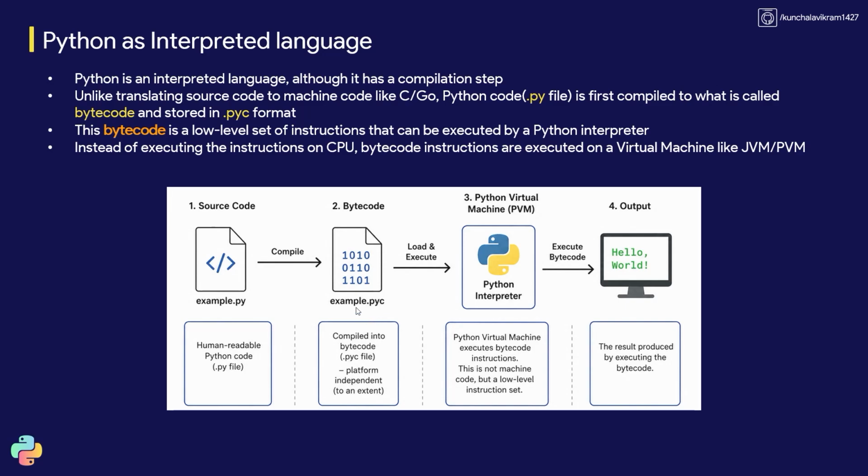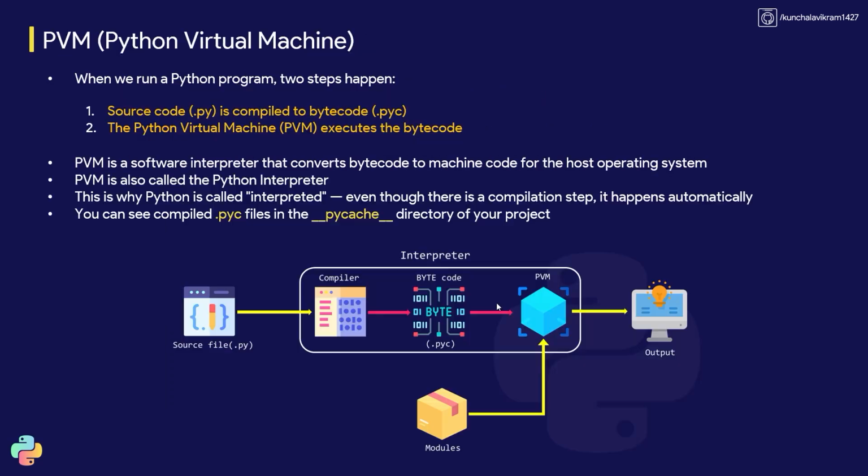The bytecode is a low-level set of instructions, but it is not machine code. That's the reason the CPU cannot directly run this bytecode. Instead, the Python interpreter takes this bytecode and runs it on that machine. Usually the Python interpreter is also known as the Python virtual machine, or PVM. You may have heard of a virtual machine in Java as well, which is called the Java virtual machine.